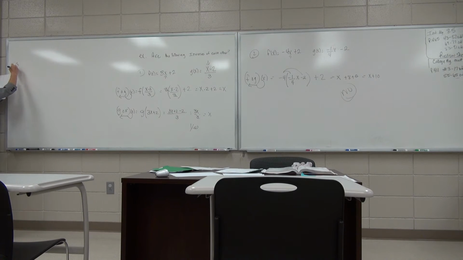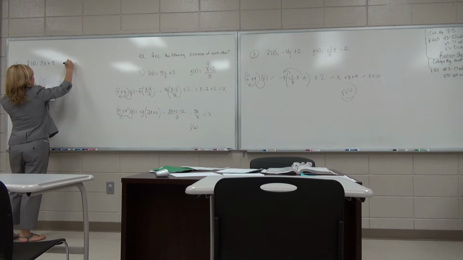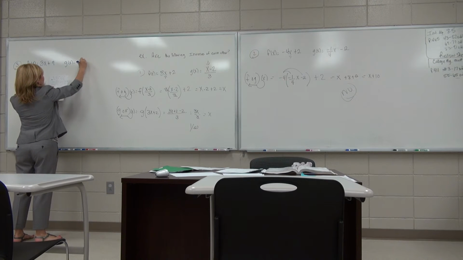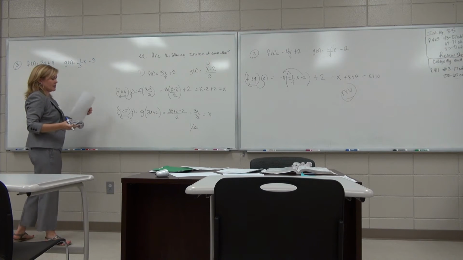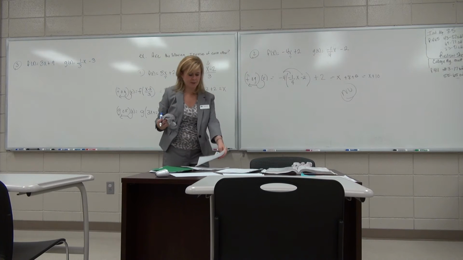Here, let you do one here. Number 3. Let's say we have f of x is equal to 3x plus 9, and g of x is equal to 1/3 x minus 3. See if these two are inverses.